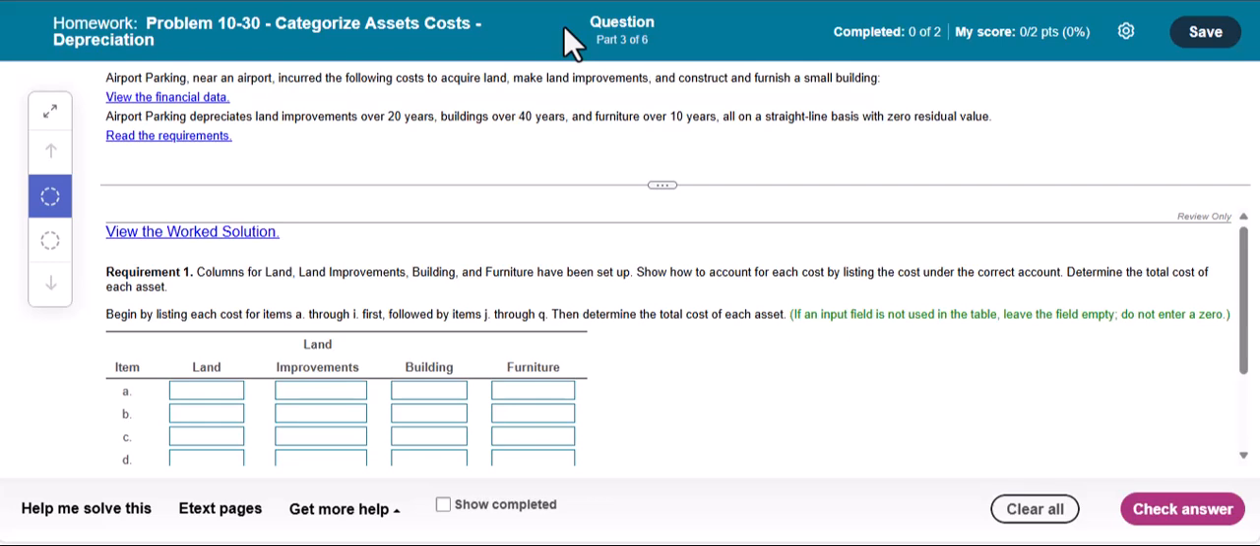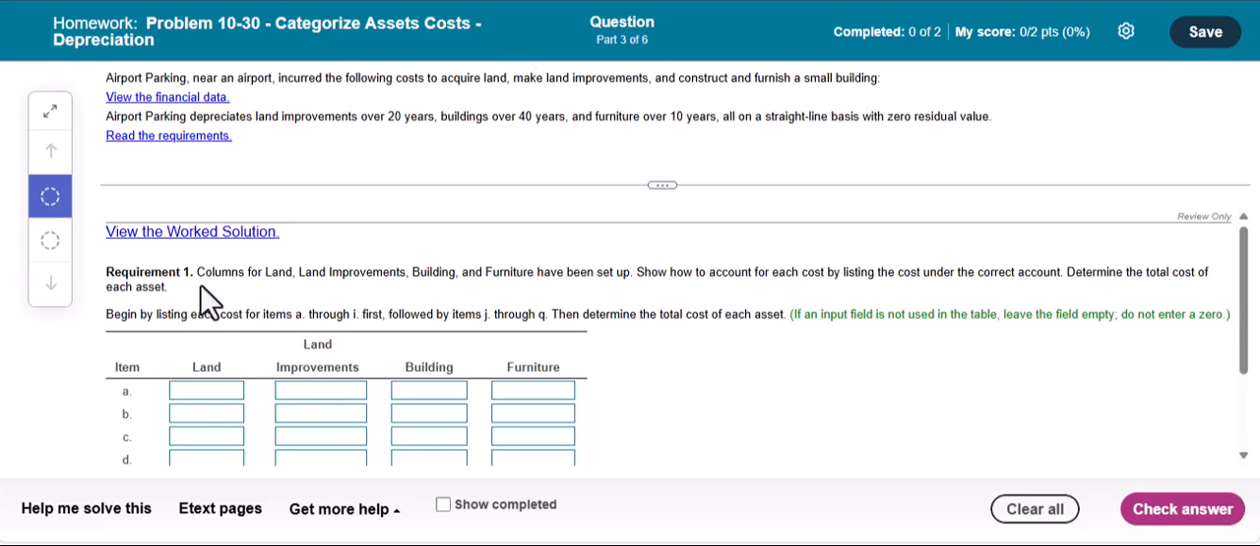Problem 10-30, categorize assets, cost, depreciation. Airport parking near an airport incurred the following costs to acquire land, make land improvements, and construct and furnish a small building. So we can view the financial data here in a second. Airport parking depreciates land improvements over 20 years, buildings over 40 years, and furniture over 10 years, all on a straight line basis with zero residual value.